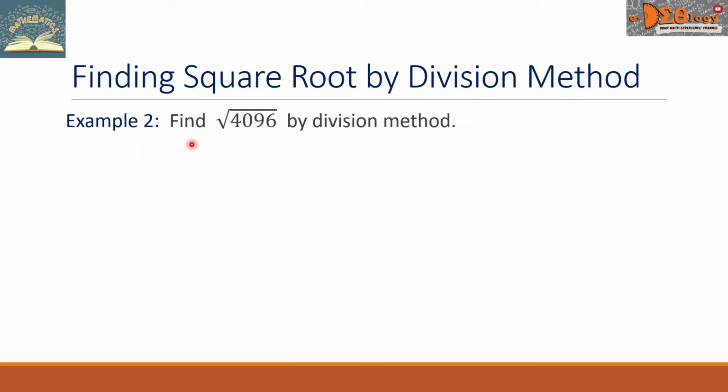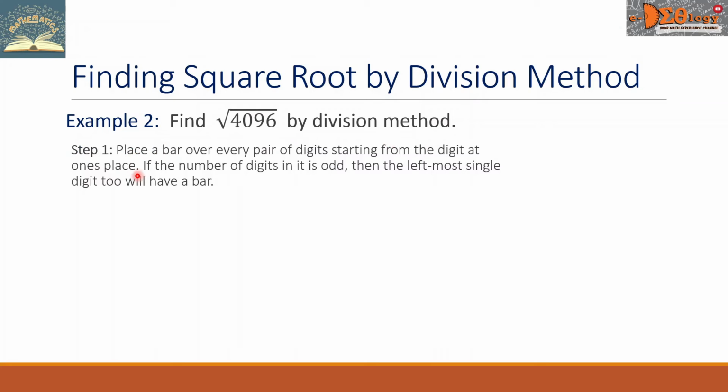Example 2. Find the square root of 4096 by division method. Step 1. We place a bar over every pair of digits starting from the digit at ones place. If the number of digits in it is odd, then the leftmost single digit will have a bar. Our number here has 4 digits. So that means when we group them, there's one bar on top of 96, another bar on top of 40.